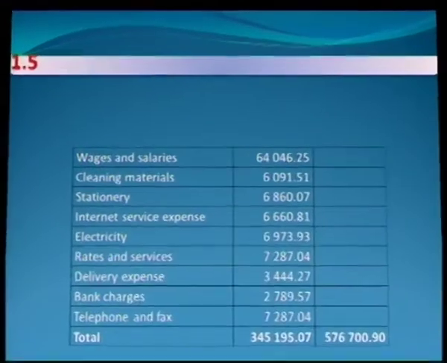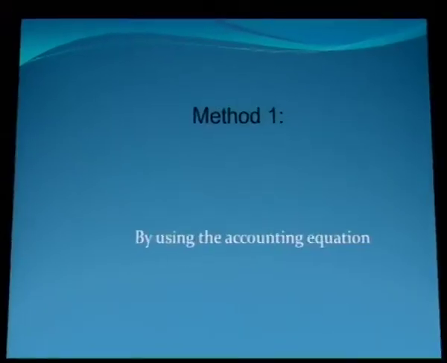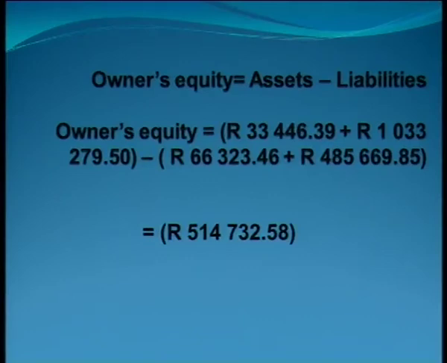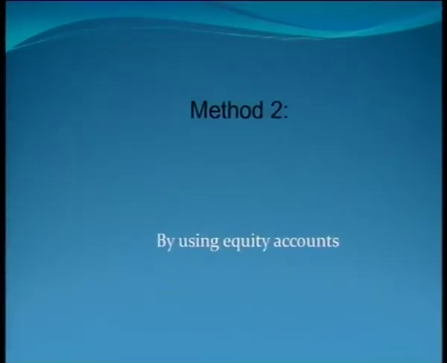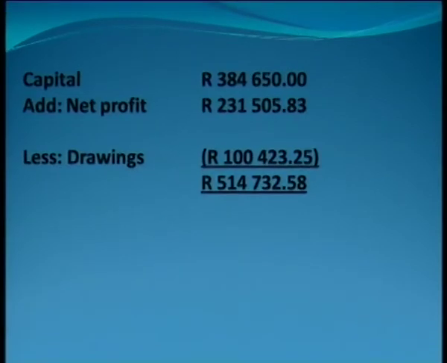And the same with the liabilities. You will also calculate it as is to say your total liabilities that you've calculated in 1.3 and 1.4 respectively is then what you add together. Then you will say your assets less liabilities will give you your owner's equity, the 514,732.58. You can also calculate your owner's equity using the equity accounts. And it will be the same as the previous method.